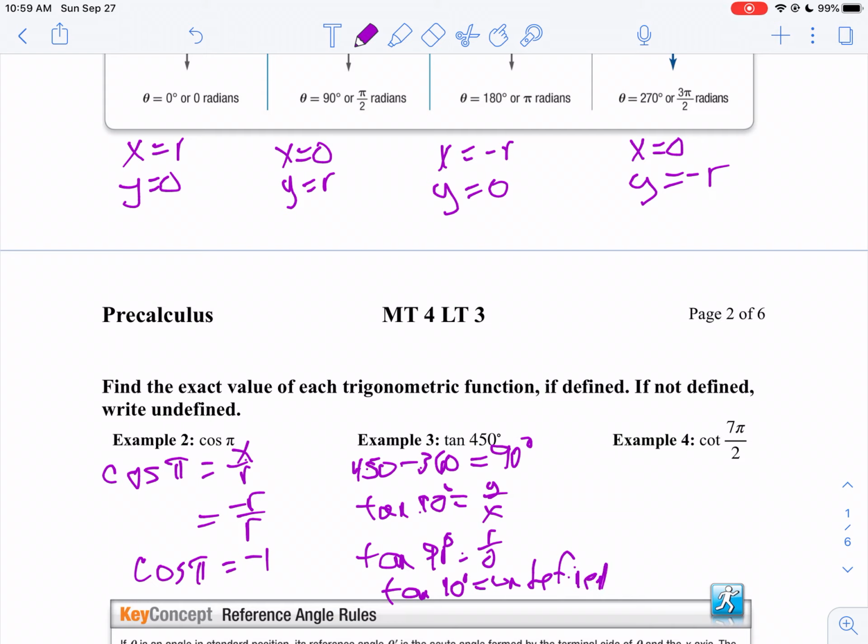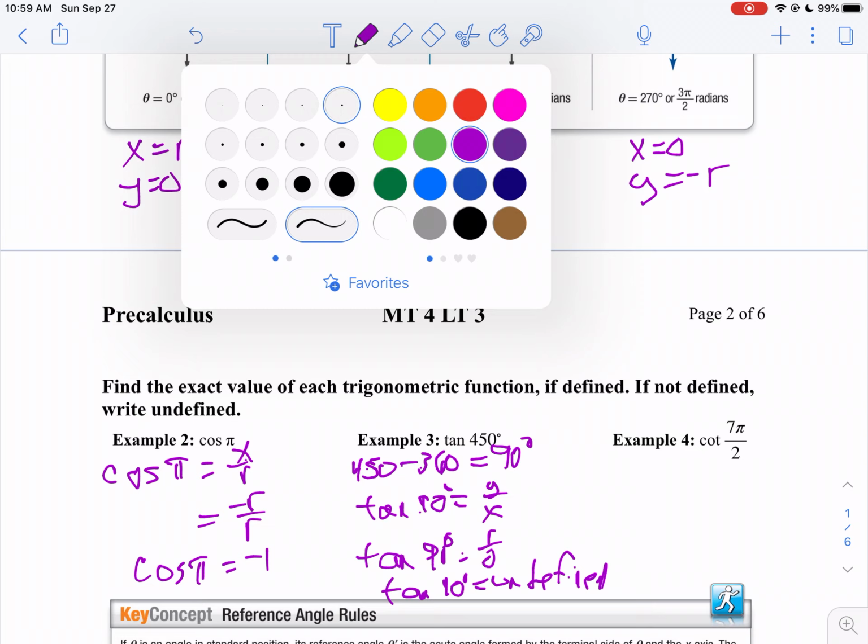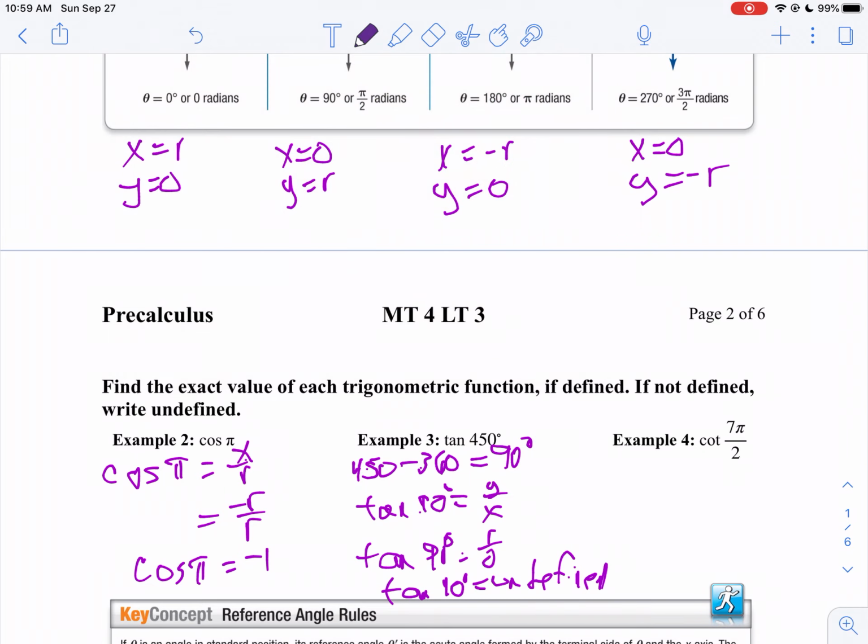Let's look at the cotangent of 7 pi over 2. That is bigger than 2 pi, isn't it? So I'm going to subtract 2 pi from 7 pi over 2. So 7 pi over 2 minus 2 pi, well, that'll be over 2. So it'll be 7 pi minus 4 pi, which is 3 pi over 2. So I'm really finding the cotangent of 3 pi over 2.